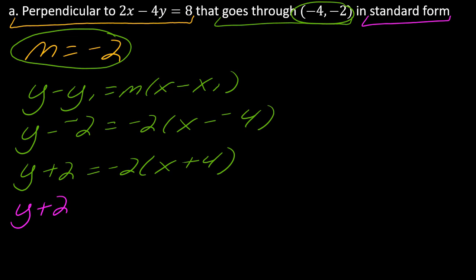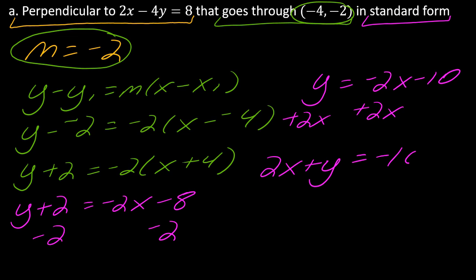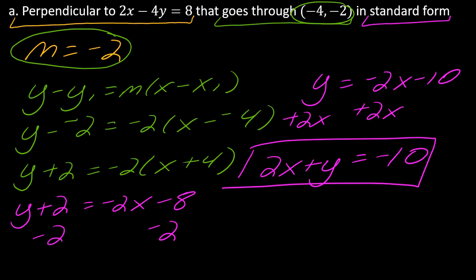Okay, so this is going to be y plus 2 equals negative 2x minus 8. And so then I'm going to go ahead and subtract off the 2 as shown. So I get y equals negative 2x minus 10. But I need this in standard form. So then I'm going to go ahead and add the 2x like this. So I get 2x plus y equals negative 10. And so that is my answer in standard form.